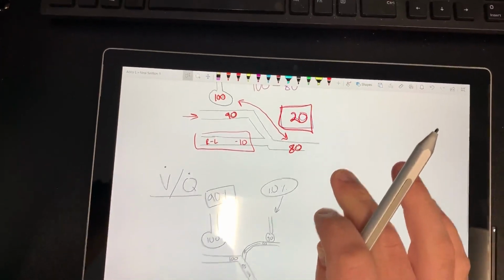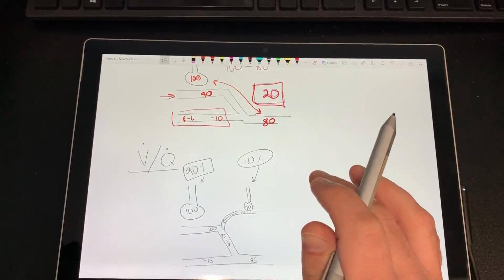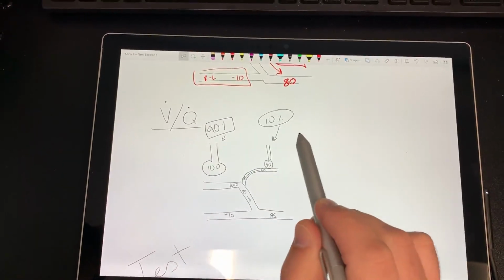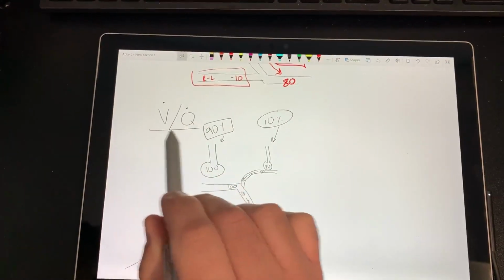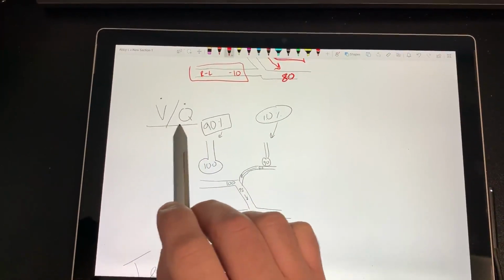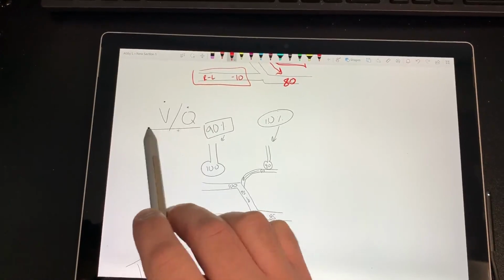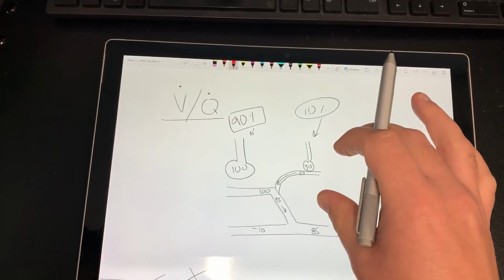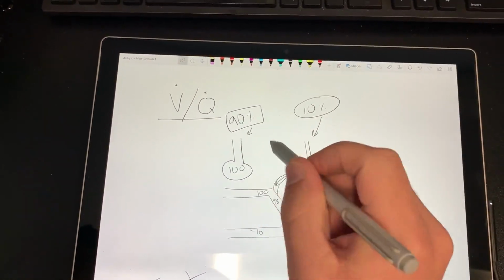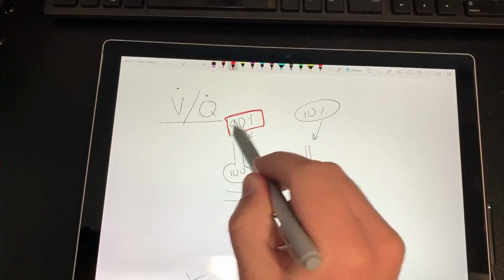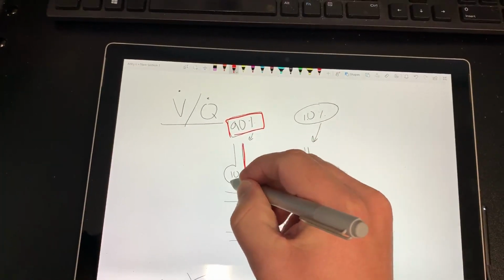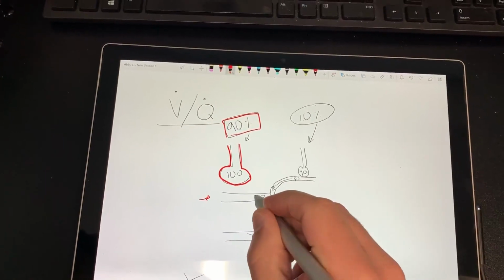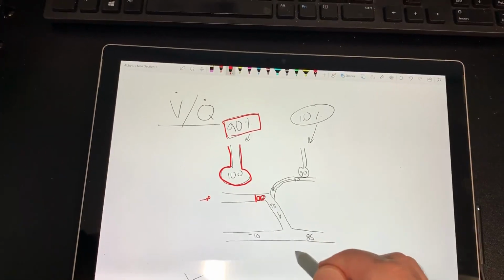All right, let's look at the next one. The next one is a VQ mismatch. This VQ mismatch is a little bit different, because with a VQ mismatch, or a low VQ ratio, let's zoom in here, the majority of the lung, 90%, that's what I have circled right here, is functioning normally. So you've got normal equalization of the blood that's coming in. It's going to be reaching 100 and then going down.